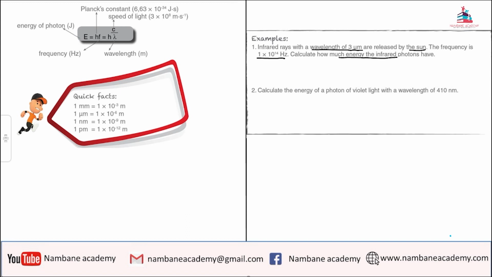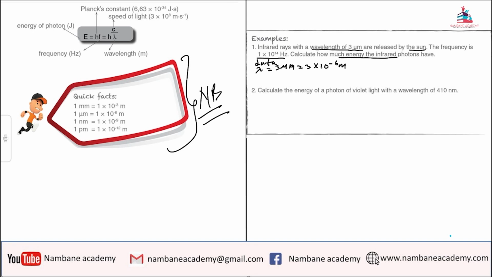So this one is easy. What do we do? We write down the data given. I have lambda, which is just 3 micrometer, which is equal to 3 multiplied by 10 to negative 6 meters. Hence, ladies and gentlemen, we need this conversion factor. So this is very, very important.